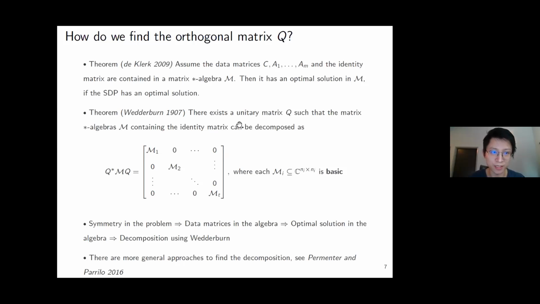And then I can use my second theorem to show that there exists a unitary matrix Q, which is going to decompose all my feasible matrices into a block diagonal matrix. So this is just one way to find this unitary transformation Q. There are also more general approaches to find this decomposition, but they are all the same flavor.